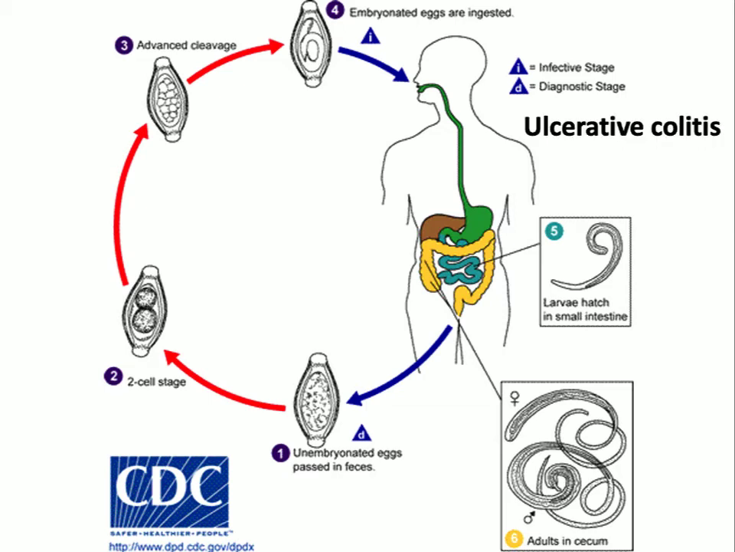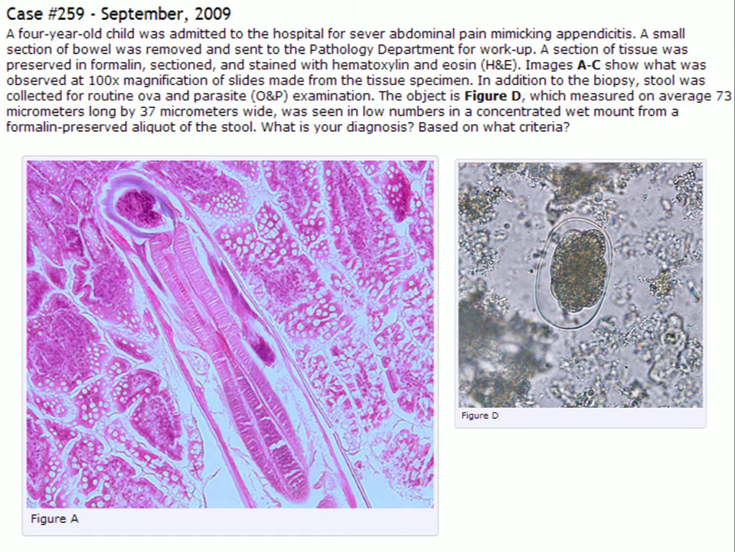All right, so let's take a look at one more set of nematodes. This is a 2-for-1. We've got a 4-year-old admitted to the hospital with severe abdominal pain mimicking appendicitis. A small section of the bowel was removed and sent to the pathology department for workup, so a little biopsy, right? Section of the tissue was preserved in formalin, sectioned and stained. So again, not something you would necessarily see in the lab, but you might.